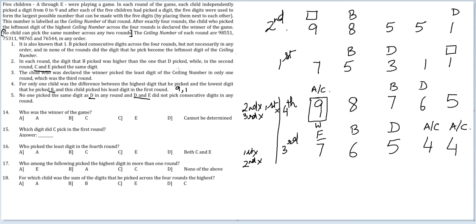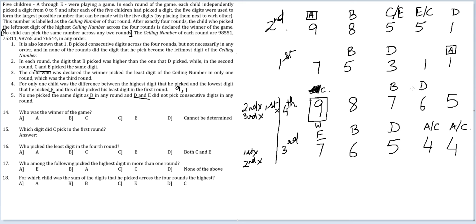Wonderful. We were also told that in the second round, C and E picked the same digit. If C and E pick the same digit, this will be C or A, and this will be E or C, and therefore the only person left in the second round will be A, and therefore this is also A. And if this is A, now you can claim with certainty A will not be here. A has already got a 9, so A cannot get another 9. This will be C.